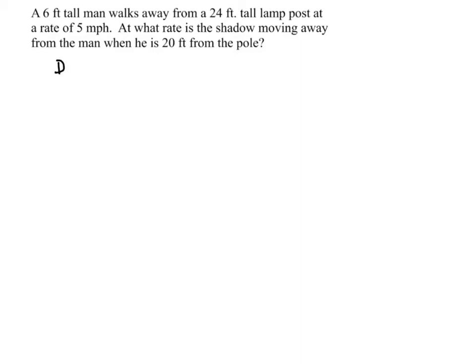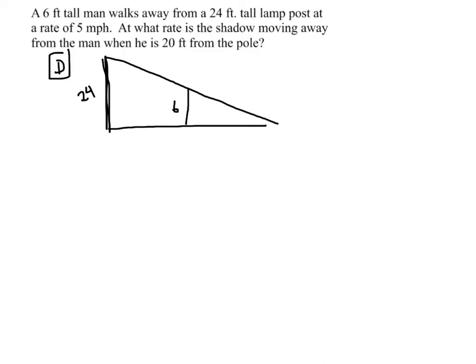Okay, so my drawing. I've mentioned before, I don't like to write in things that are changing quantities, but of course the height of the lamppost is 24, and the height of the man is 6. And it's beaming that shadow down like that. I'm going to name the distance the shadow is away from him Y. Excuse me, I'm going to name the length away from the lamppost X.